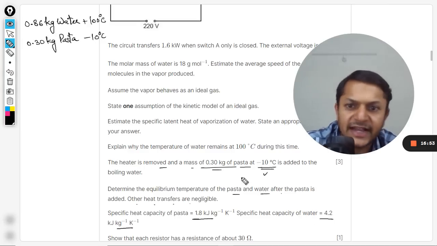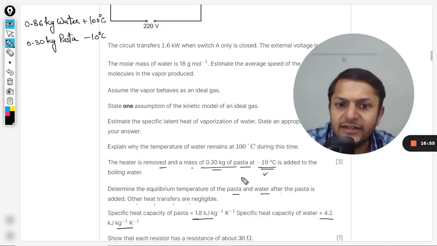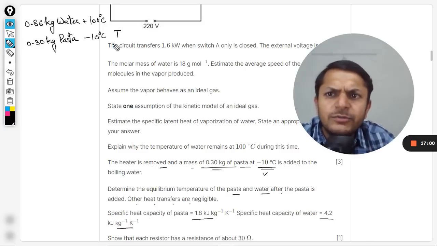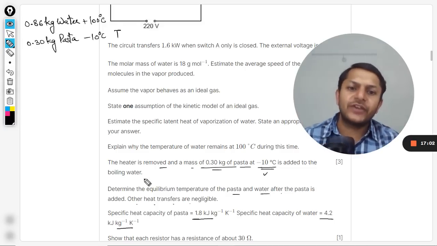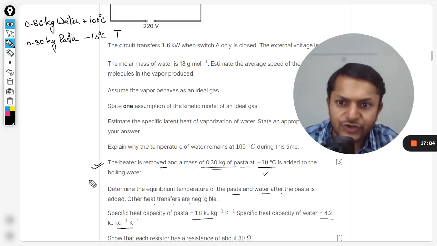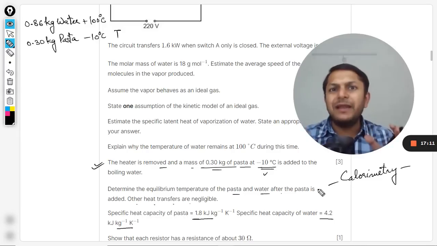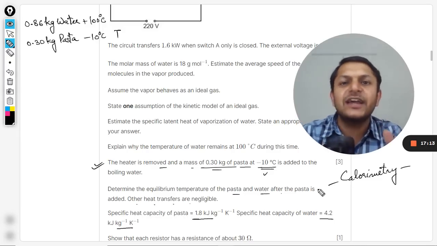So the temperature is negative 10 degrees C. Now we want to find what is the final equilibrium temperature. So we can just assume it to be T. In this kind of case, like in this question, this topic is given a specific name, which is known as calorimetry. Calorimetry is that branch of science which deals with these kind of questions.